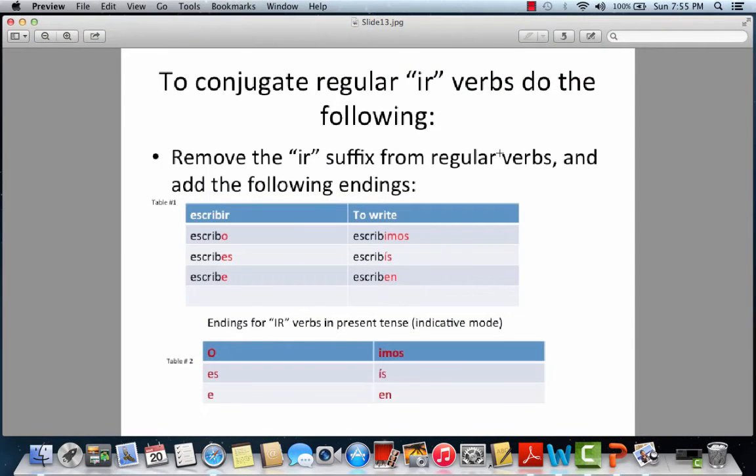Finally, the IR verbs. Here are the IR verbs endings, and the verb escribir has been conjugated as an example. Escribo, I write. Escribes, you write. Escribe, he writes, she writes, or usted write. Escribimos, we write. Escribís, you all write. And escriben, they write, or you all write.